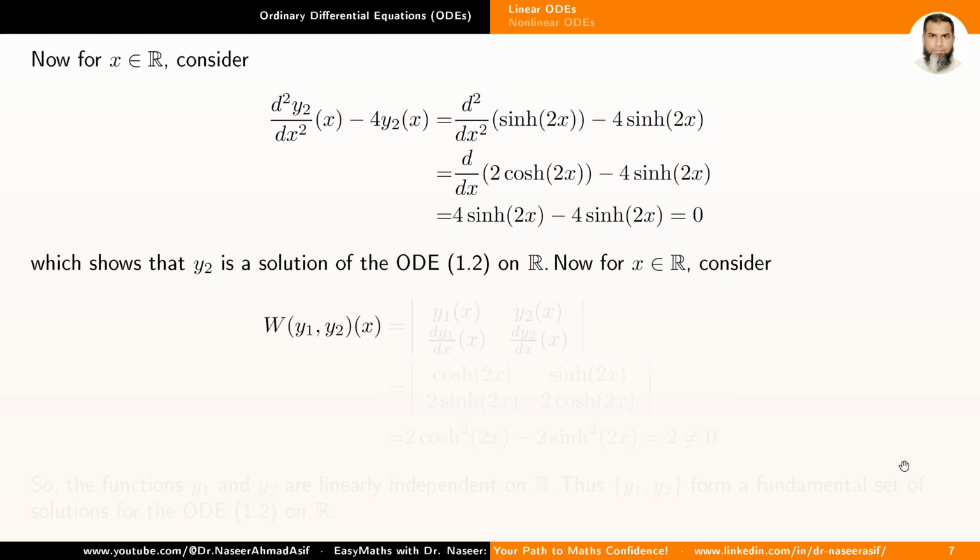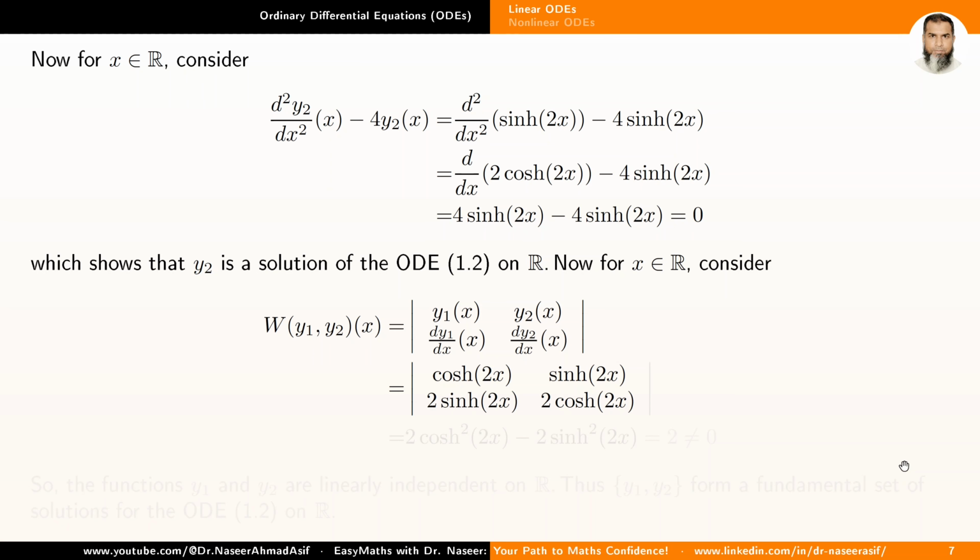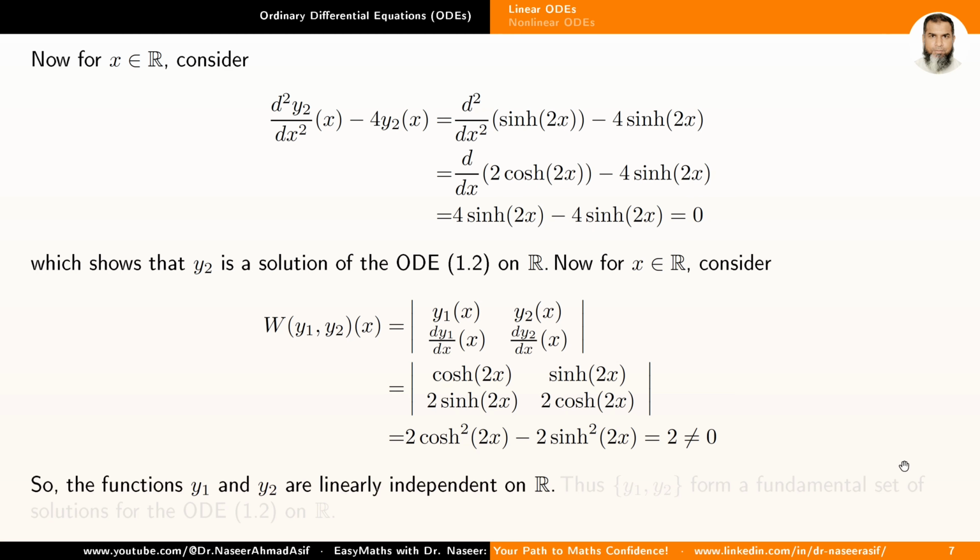Now for x belonging to R, consider the Wronskian of y1, y2, which is equal to the determinant of y1, y2, first derivative of y1, first derivative of y2, which is equal to cosine hyperbolic 2x, sine hyperbolic 2x, 2 sine hyperbolic 2x, 2 cosine hyperbolic 2x, which is equal to 2 cosine hyperbolic square of 2x minus 2 sine hyperbolic square of 2x, which is equal to 2, which is non-zero. So the functions y1, y2 are linearly independent on R. Thus y1, y2 form a fundamental set of solutions for the ODE 1.2 on R.